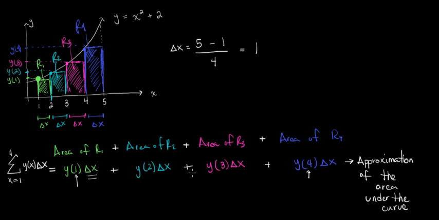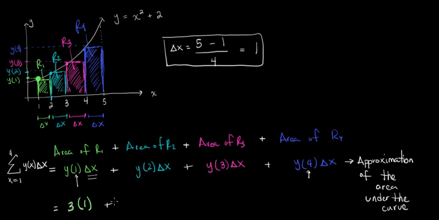For instance, we know delta x already. Delta x is equal to 1. So if I do this really quick here, y of 1, if you think about plugging in 1 here, 1 squared plus 2, that's going to be 3 times 1. Let me actually keep this color coded so we don't get lost here. And then we have plus y of 2, which means I plug in 2 here, so 2 squared is 4, plus 2, so that's going to give me 6 times 1.